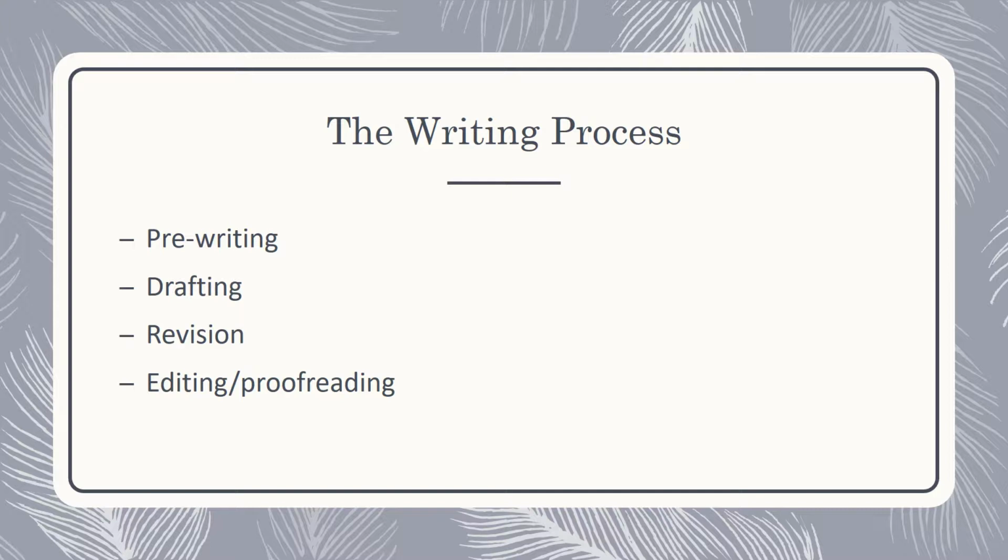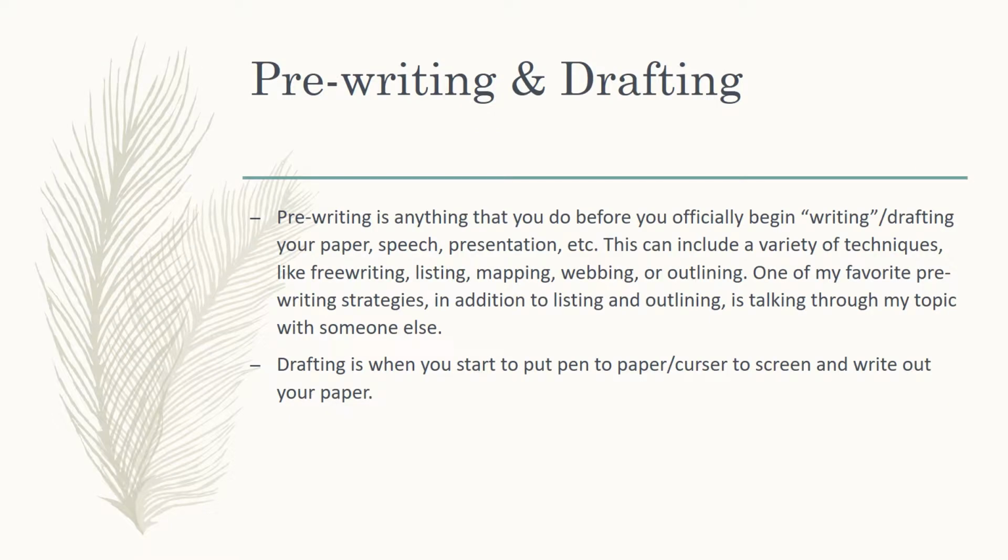Before we talk about revision specifically and peer revision, I want to talk a little bit about all 4 of these. In the beginning, before you go back and start changing things, you have pre-writing and drafting. This is how you get to the point where you have something to revise. Pre-writing is basically anything that you do before you officially begin writing or drafting your paper. This can also be for a speech or a presentation. This can include all kinds of techniques.